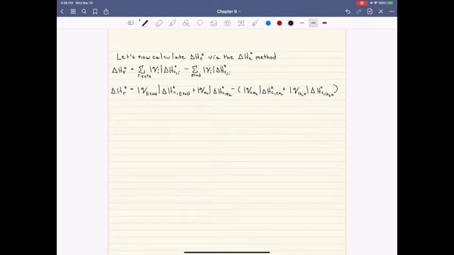All right, and so really the next thing we should do is look up what all these heat of combustion terms are. Okay? And so what I want you to do now is pause the video, and go to table B1 and look up what these enthalpy of combustion values are.